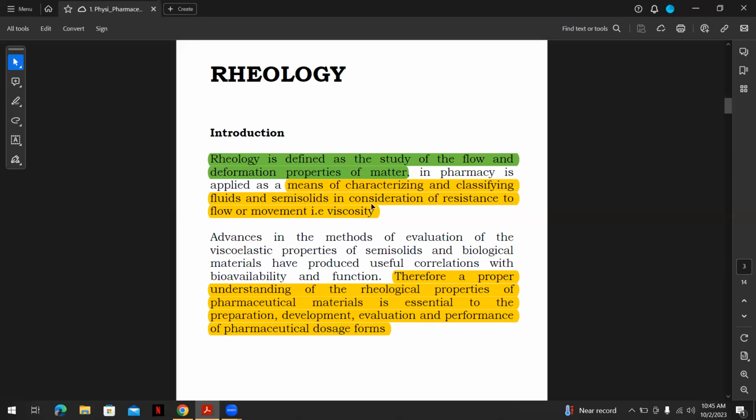Rheology will help you if you go to work in the industry. It is used as a means of characterizing and classifying fluids and semi-solids in consideration to viscosity, which is resistance to flow. So a proper understanding of these properties of the materials that you'll be using in the industry is essential to the preparation, development, evaluation, performance of the dosage forms that you'll be manufacturing there.